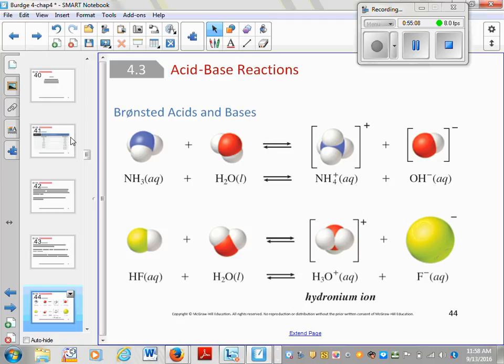So we're talking about Arrhenius acids, we're talking about H plus. We're talking about Bronsted acids, we're talking about H3O plus. So that's a more inclusive definition of acids and bases.